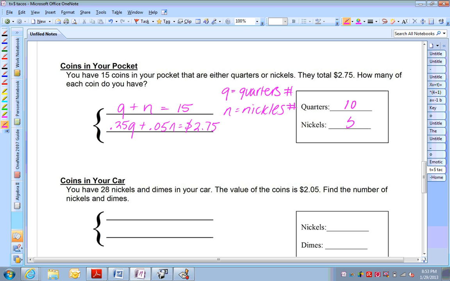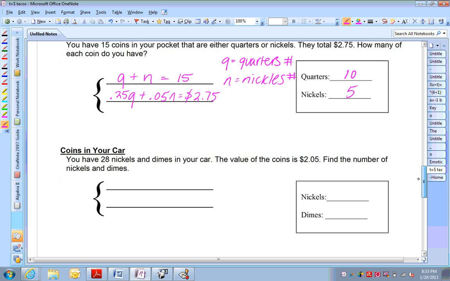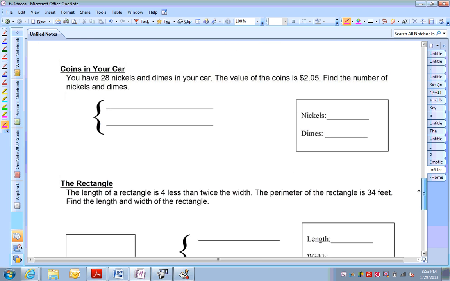And the number of nickels we have is 5. Okay. Now, let's go down to the problem.